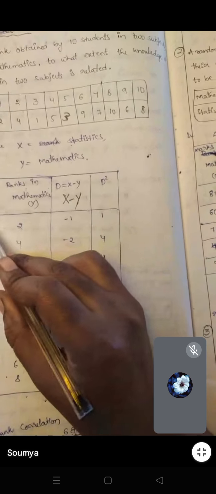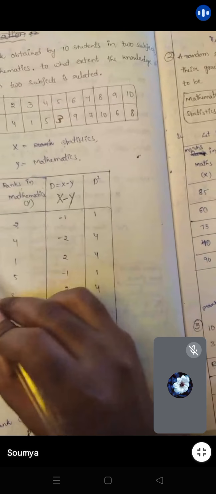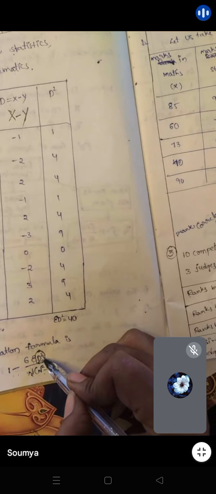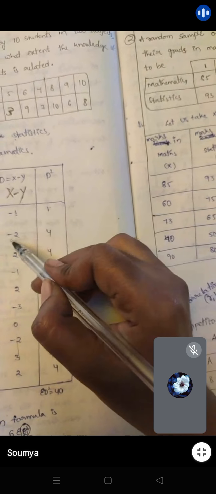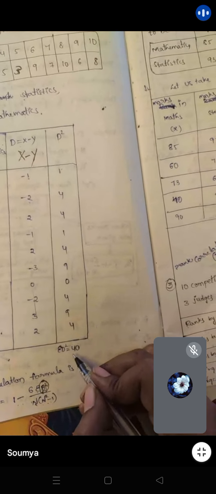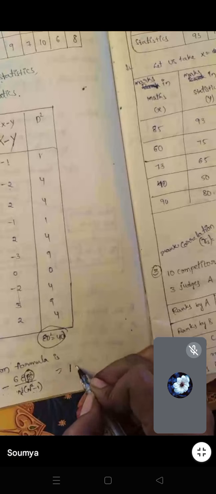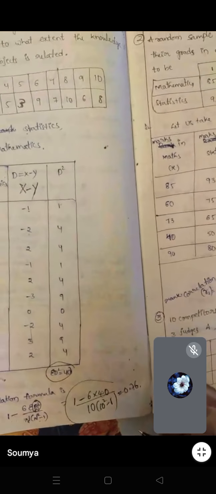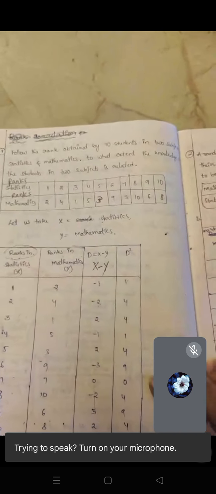So take x minus y here: 1 minus 2, 2 minus 4, 3 minus 1, 2. Like this you have to take. Now here we have summation d square. That's why I am taking minus 1 whole square, minus 2 whole square, 2 square. So the d square value is 40: 6 into 40 by number of observations 10 and 10 square minus 1. If you solve this, you will get exactly 0.76. So these are the ranks.